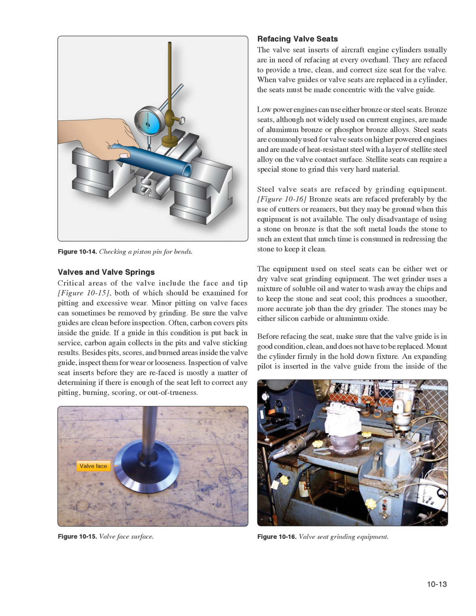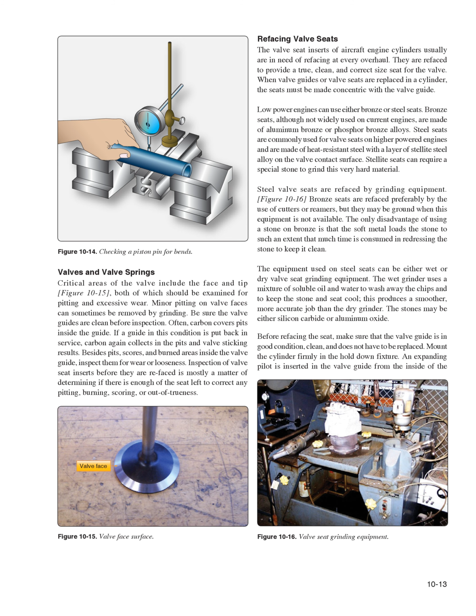Figure 10.16, bronze seats are refaced preferably by the use of cutters or reamers, but they may be ground when this equipment is not available. The only disadvantage of using a stone on bronze is that the soft metal loads the stone to such an extent that much time is consumed in redressing the stone to keep it clean.